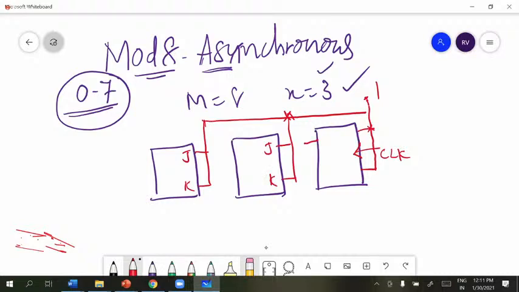Consider this is the output. Q0 bar is not required for us in the case of an asynchronous counter. This is Q1 bar. This output is connected to the clock of the next flip-flop. So try to understand its operation, how it is giving the result.